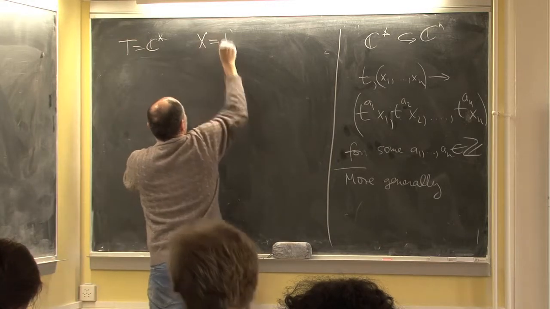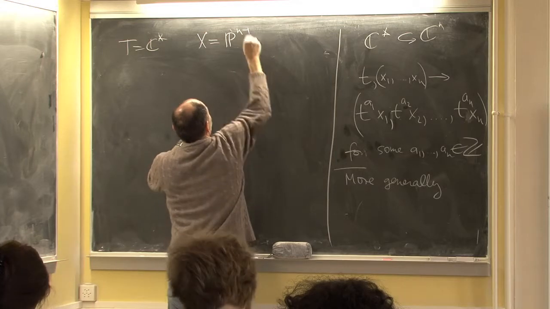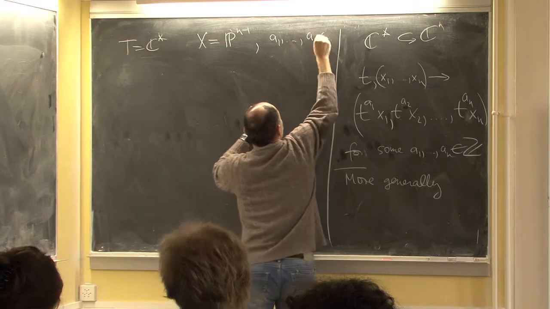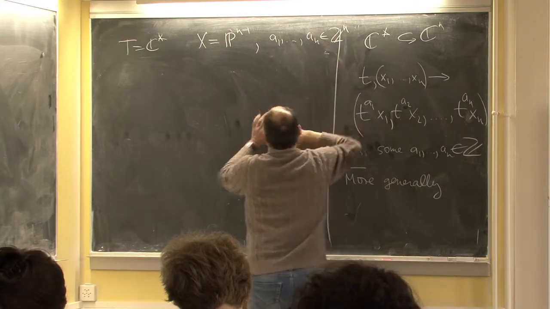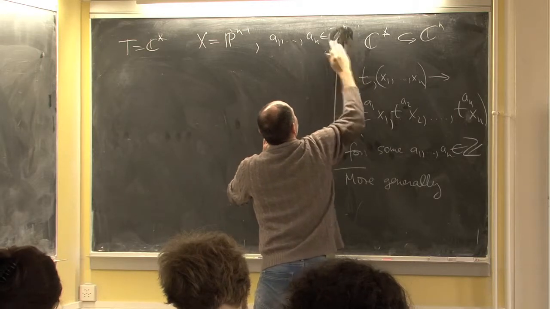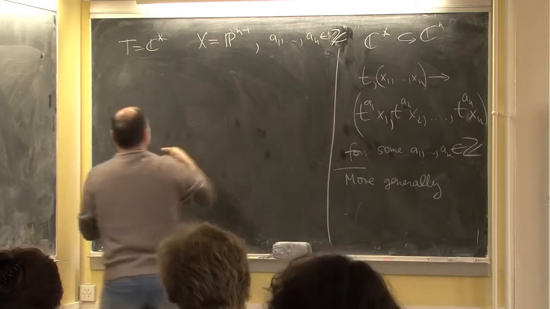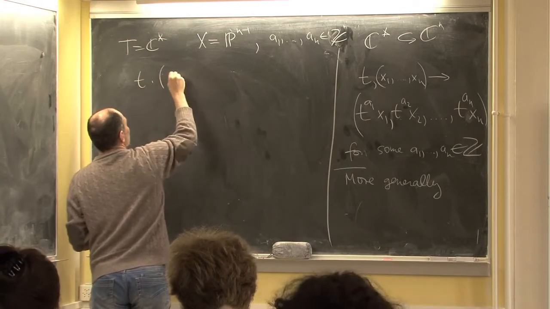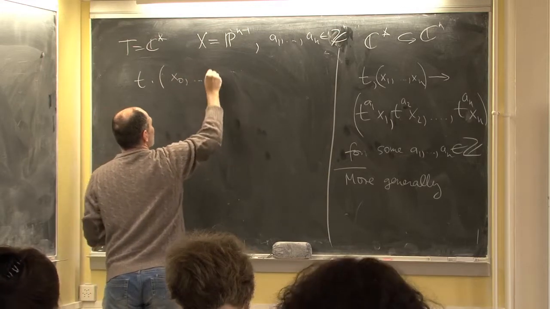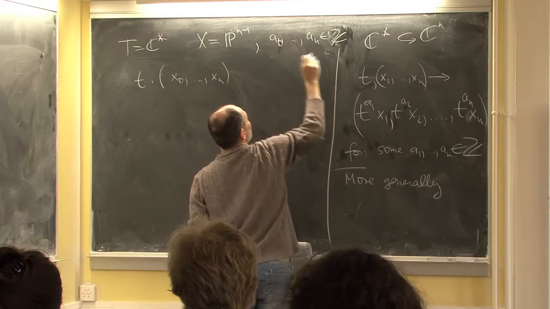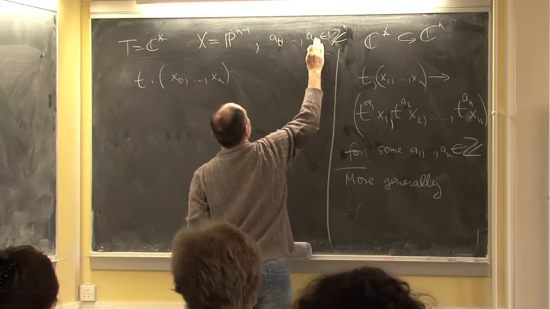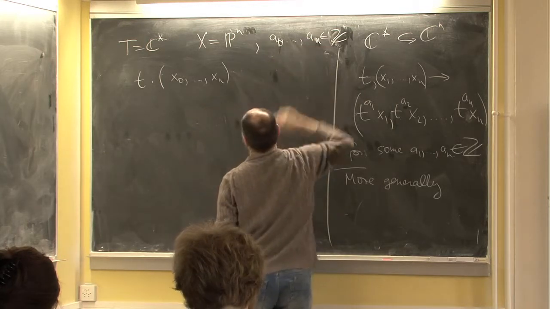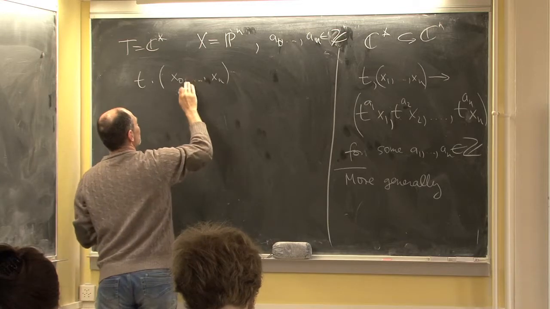So X is P^(n-1), and you have these numbers a_1, so these weights are just integers. Then I can define an action on projective space this way. So this is just T acting on x_0, ..., x_n. Sorry, so this will be 0. Sorry, like that. And it's a little easier.